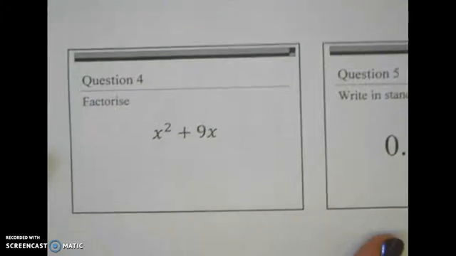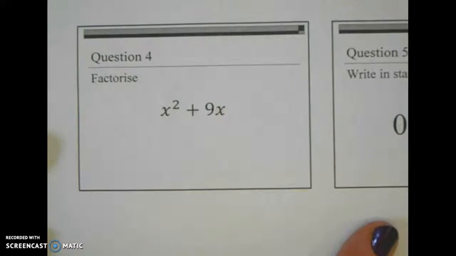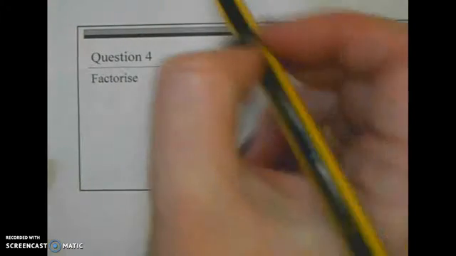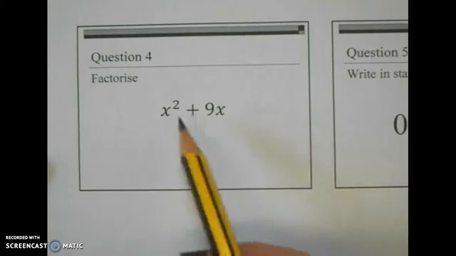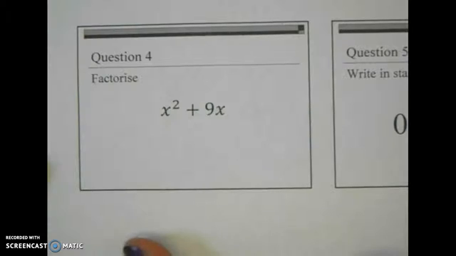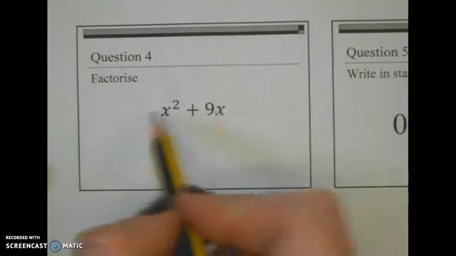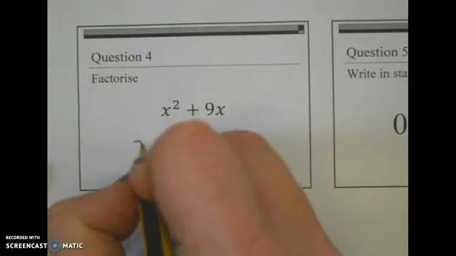Question 4 is a factorize. Factorize means put into brackets. Here we don't have a long one, x squared, x and a number, so it's not the 2 bracket one, it's just a simple factorize into one bracket. So the only thing I can take out of both that's common in both is an x.